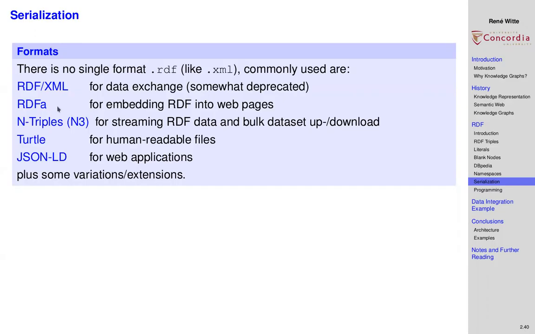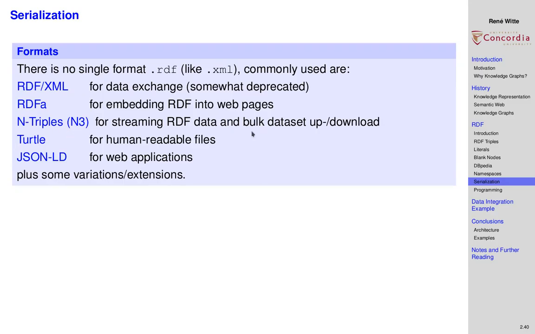There is a format called RDFa, which is used for embedding RDF data into web pages. We'll look at an example for this a bit later on. There is a format that is used for streaming RDF data, or when you want to create a dump of a data set. So you want to have a whole data set as a download or as an upload. Then typically you use the format called N-triples or N3.